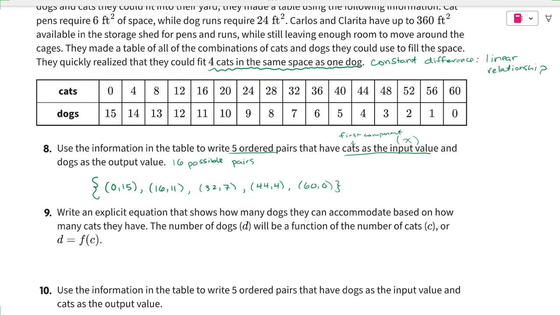Now it says write an explicit equation that shows how many dogs they can accommodate based on how many cats they have. So the cats is our independent variable here. That's the thing that determines how many dogs are available. Right? The number of dogs will be a function of the number of cats. So once again, cats is our input, which means that's the variable we want to see in the equation where that x normally is. And it tells us we can use this form.